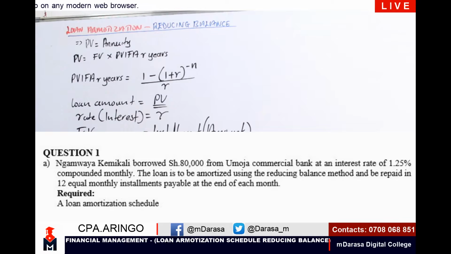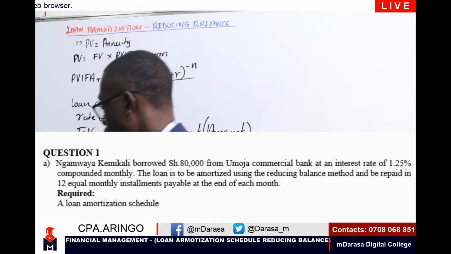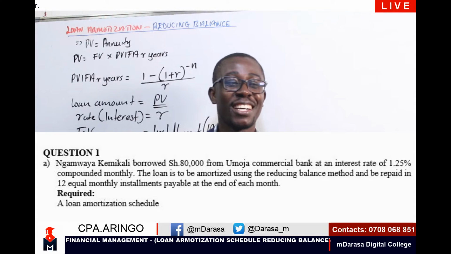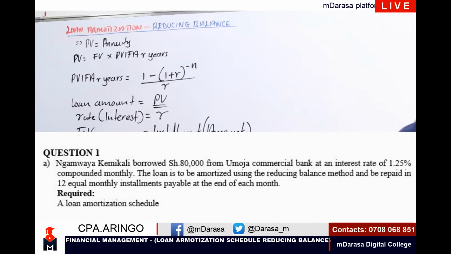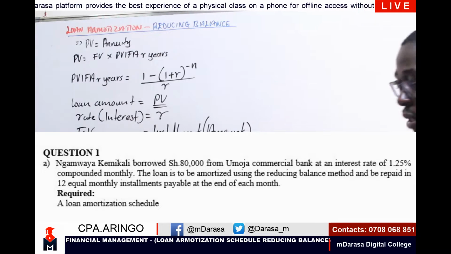This is a question. I've shared it on the screen down there, which I believe is very visible. What are we told? You are told that Ngamwaya Chemicali, I know when you hear Ngamwaya Chemicali, I know what is ringing at the back of your mind, right? So at this point, you're told that Ngamwaya Chemicali borrowed 80,000 from Umoja Commercial Bank at an interest rate of 1.25% compounded monthly. The loan is to be amortized using the reducing balance method and be repaid in 12 equal monthly installments payable at the end of each month.